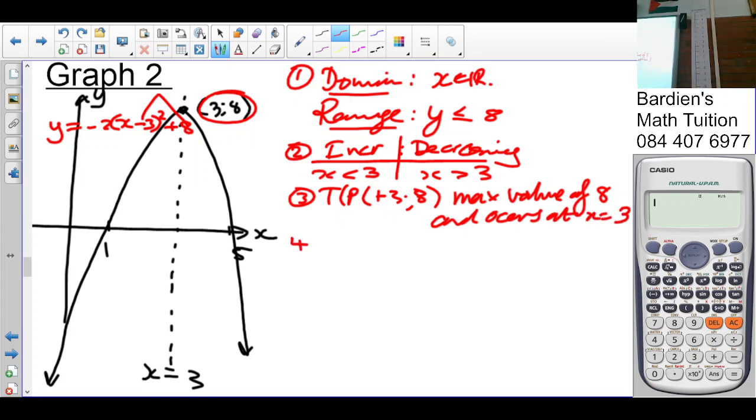Number 4. What's the fourth thing? Axis of symmetry. What's the equation of the axis of symmetry? X is equal to 3. Next.